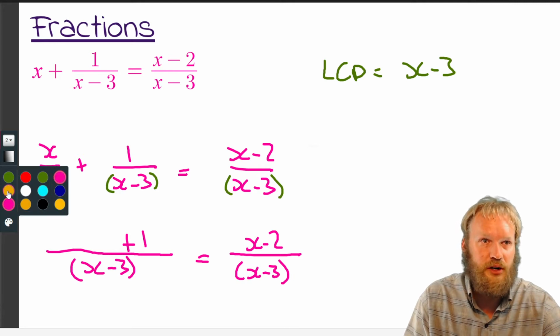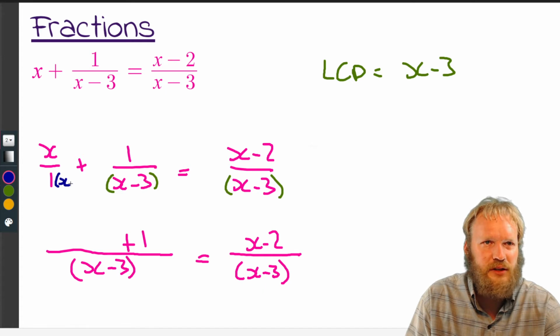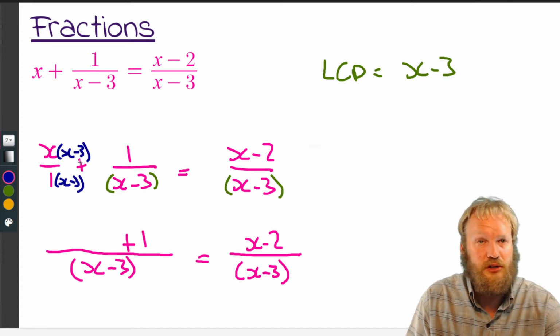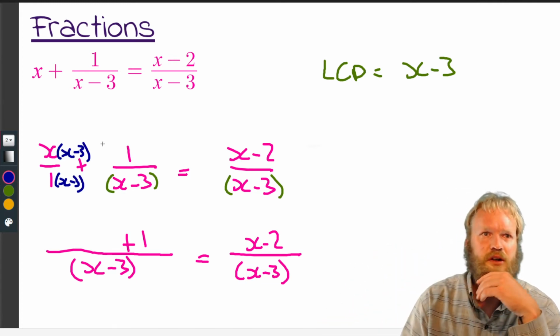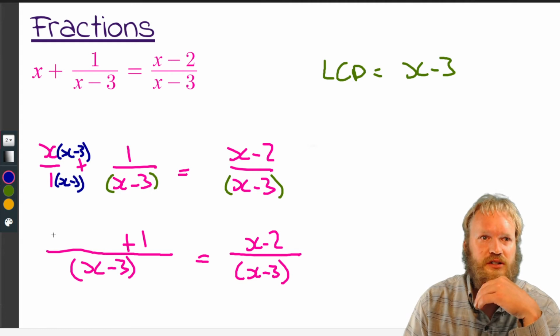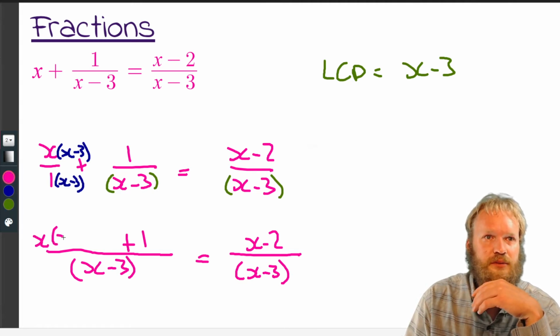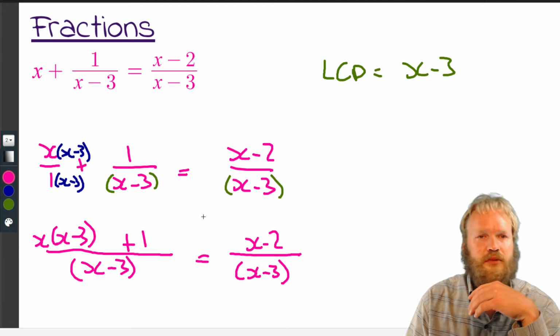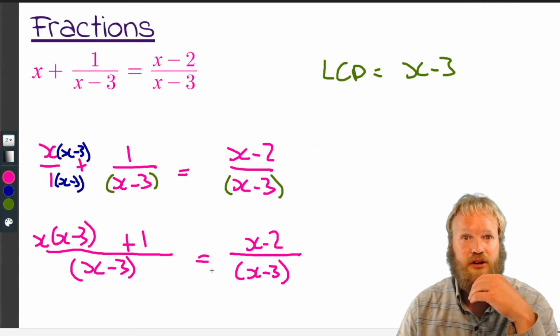So what we do to the bottom, let's see if this makes a bit more sense. We want that to be x minus 3, and what we do to the bottom we do to the top. Well, really we want to keep the fraction the same. So therefore that fraction's the same, so therefore this part here is x minus 3. Now we've got an equation, and we've got the same denominator on both sides.